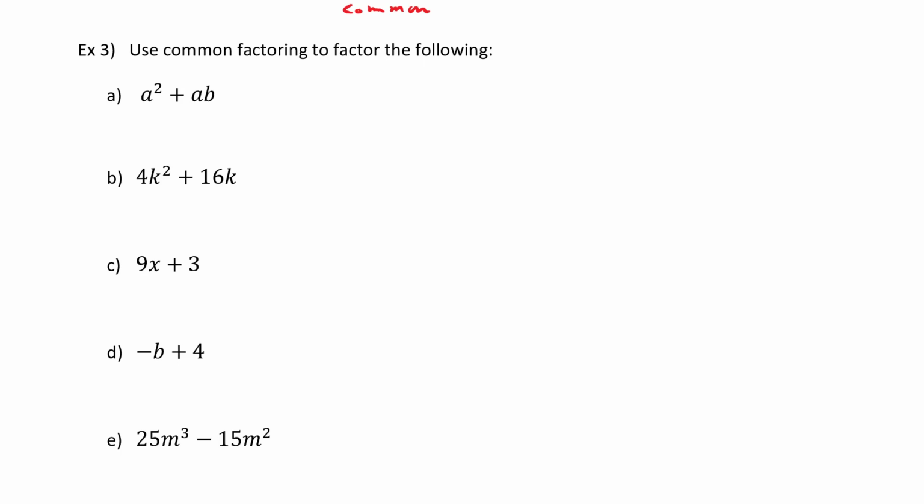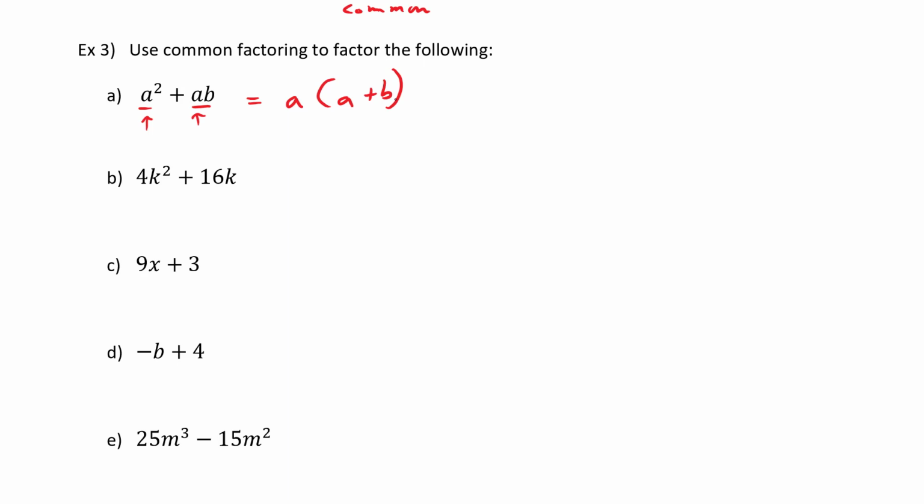We have A squared plus AB. What's my common factor between this term and this term? It's an A, but only one A. I have two A's here and only one A there. So I can only pull out a single A. Gives me A plus B inside the brackets.